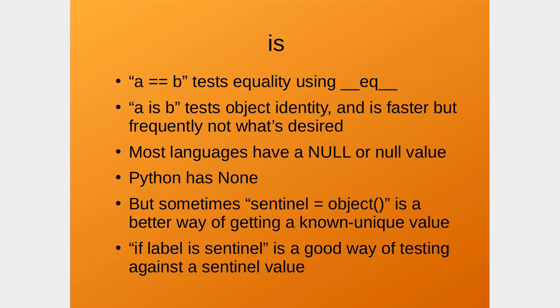Most languages do this with null or a null value, and you just test them for equality. Python has None. Again, tested with is. A better way of getting a sentinel is to say sentinel equals object(), and it gets a known unique object that you can test conveniently with is, so that you have a sentinel that you know is unique and you don't prevent someone from doing something like putting a None into your collection.